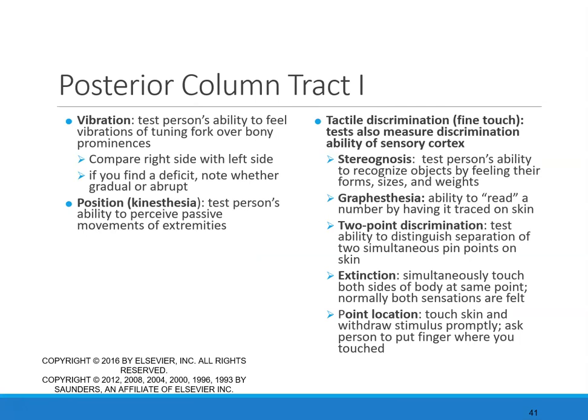For the posterior column tract, we're going to test vibration first. And how do we do that? We take a tuning fork, and you're going to use a low pitch tuning fork because the vibration has a slower decay, or it stops, has a longer time of the vibration. You're going to strike the tuning fork on the heel of your hand and hold the base on a bony surface of the fingers or the great toe.